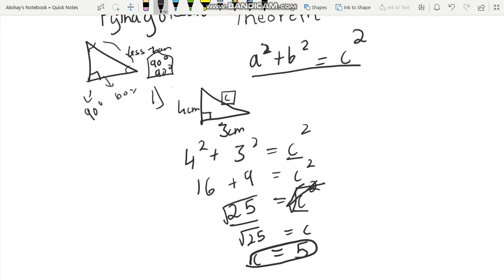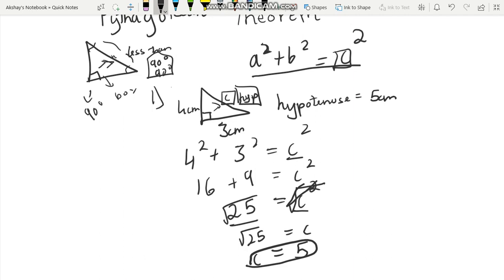And now we know that our hypotenuse is the side that is opposite from this box, from our 90-degree angle. This is our hypotenuse. Our hypotenuse is the side that is opposite to our 90-degree angle. So our hypotenuse is equal to 5. The hypotenuse of this triangle is equal to 5 centimeters. So that's a good example of our Pythagorean theorem.